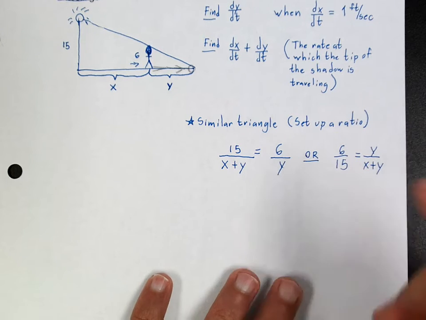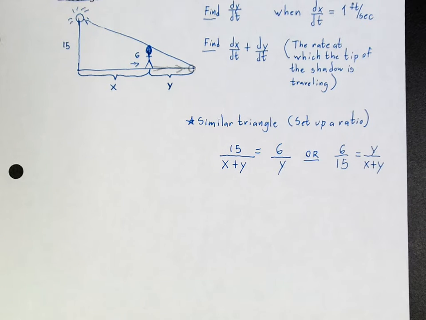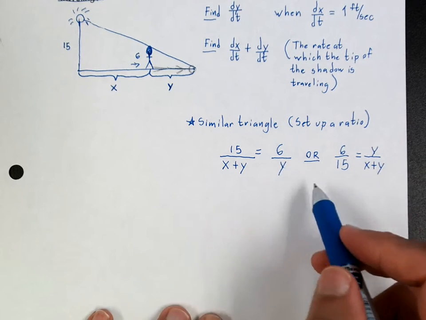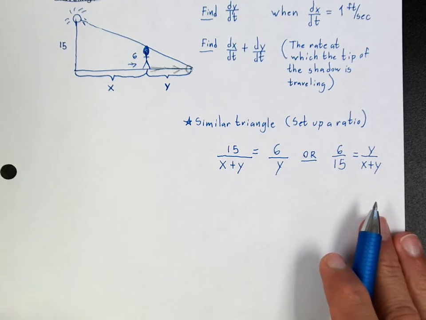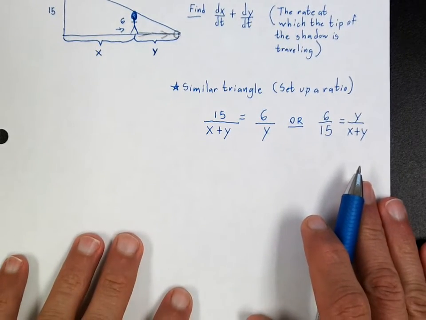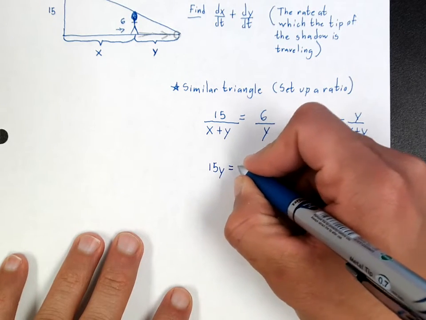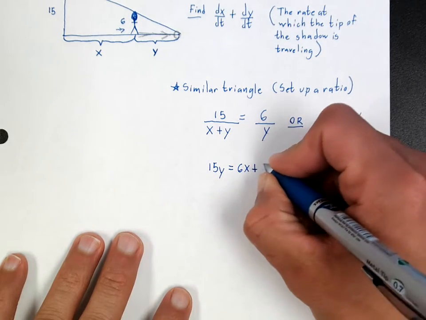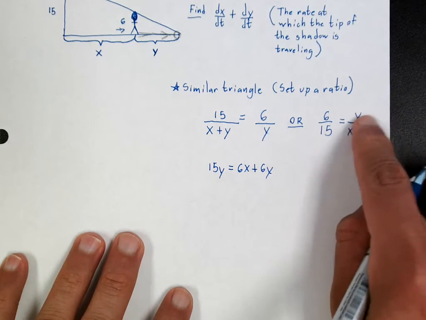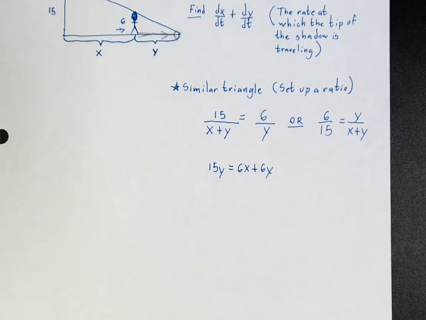So either would work in this scenario. Notice that when you cross multiply here, you get the same thing. When I cross multiply here, you would have 15y is equal to 6x plus 6y, and if you cross multiply the other way, I get the same thing, right? So it doesn't matter how you do it.